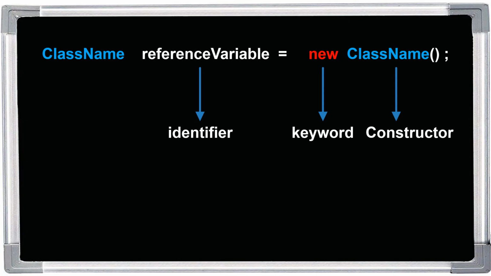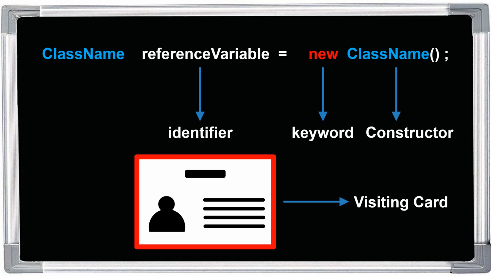Reference variable is very similar to a visiting card. Because a visiting card is not your home. Visiting card just contains the address of your home. Like that, the reference variable is not the object. Actually, the reference variable contains the memory address of an object.